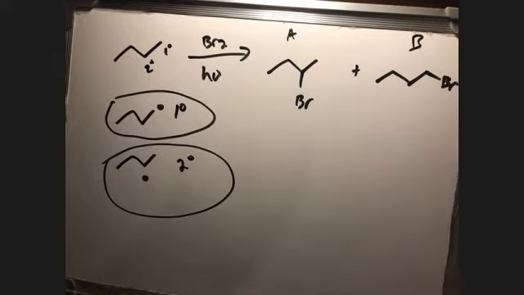H nu is written under the arrow. That means energy. H is Planck's constant and nu is the frequency of light. So usually it's just a UV light that's shone on your system to cause the radical initiation.